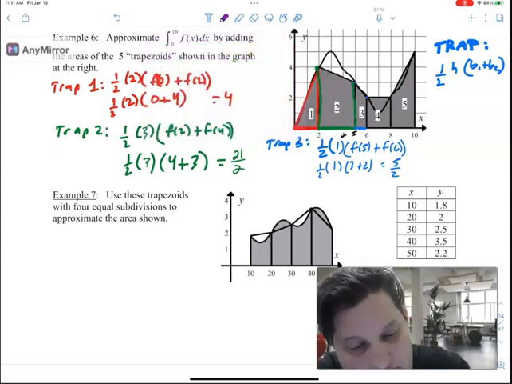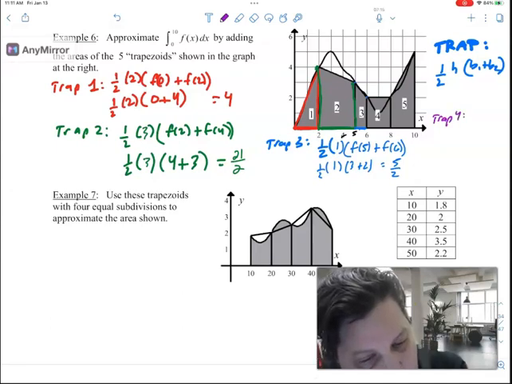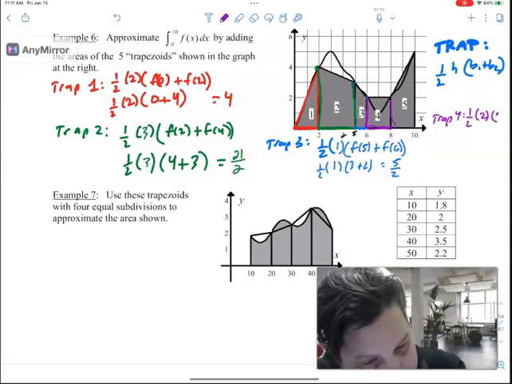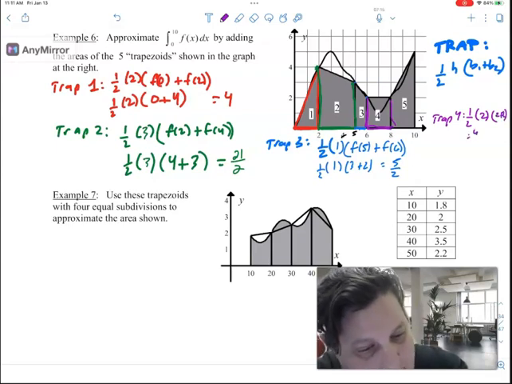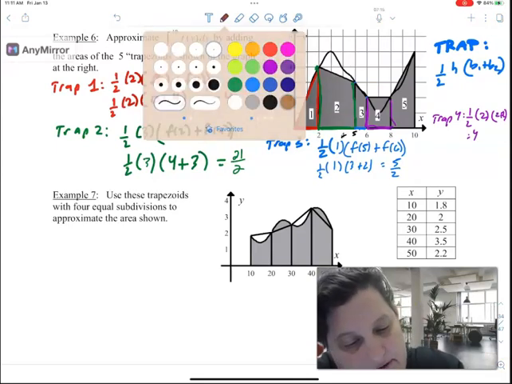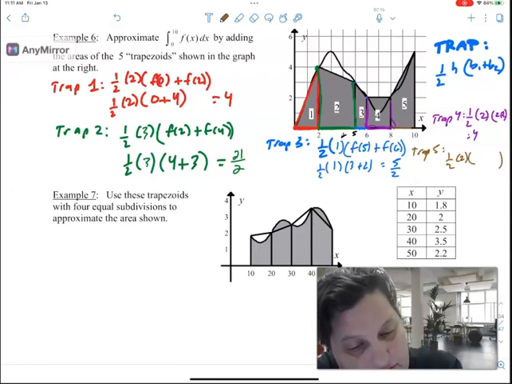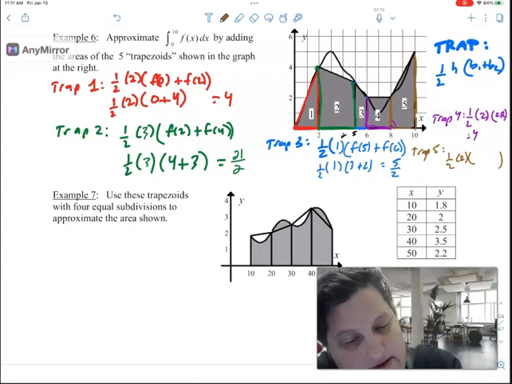So let's just go with trapezoid 4, which honestly is just a rectangle. But we can still use the trapezoid formula because it's 1/2. The base of that is 2. And then the sum of the heights, that's 2 plus 2. Okay, so that's 4. And then we're going to go last but not least to trapezoid 5, which is 1/2. The base is 2. And then I got to do the sum of the heights, the average of the heights. Well, f of 8 is 2. f of 10 is 5. So that gives me 10.